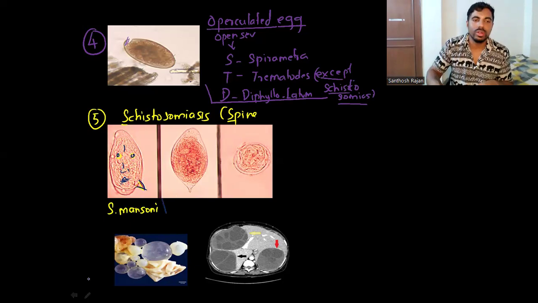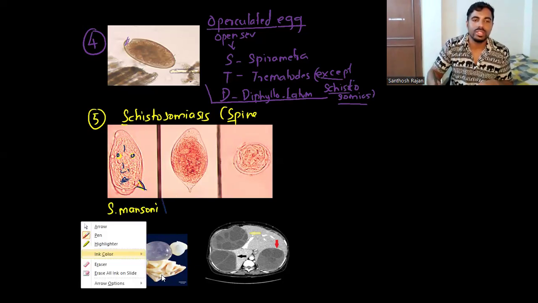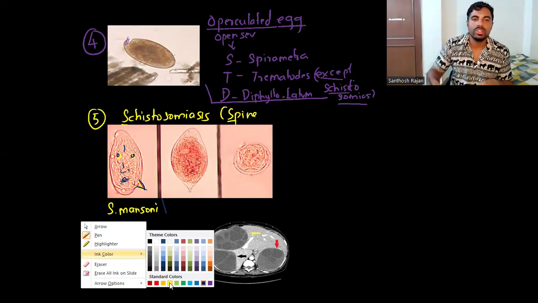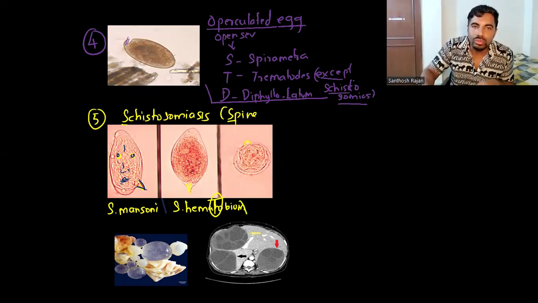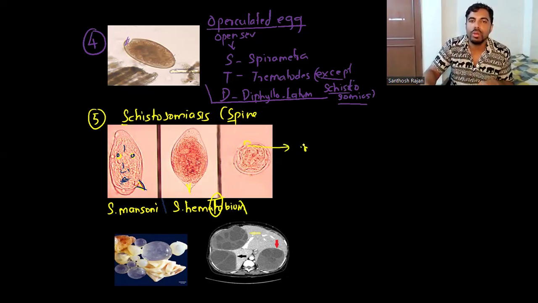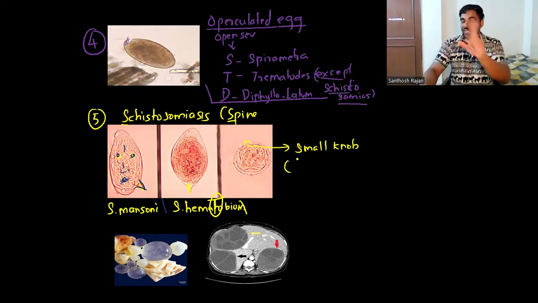What about the other one, the one with the spine at the terminal end? T for terminal, so this is Schistosoma haematobium. And look at this one: here you see a small knob, a small nose. Who has a small nose? Japanese people. So this is Schistosoma japonicum.